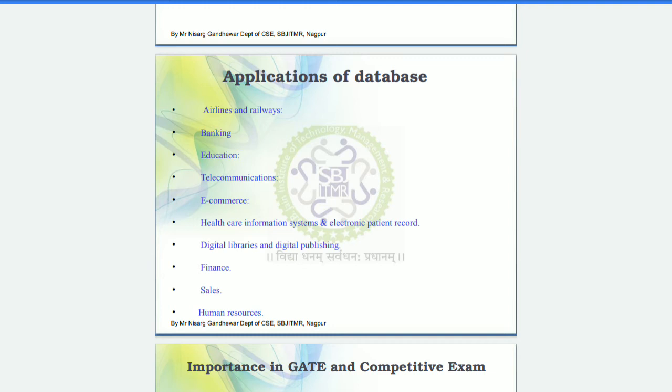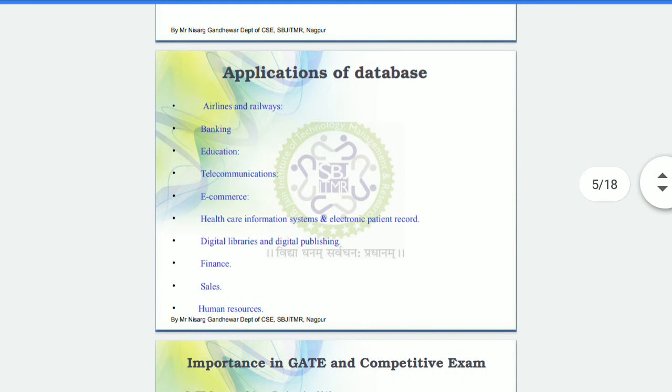Then the next application is banking. Banking is another sector where we require a database. See, you have an account in the bank, so that information has to be stored somewhere. What is the name of the person, what is their account number, what is the amount, what is their address. So where will this information be stored? All this information will be stored in the database. So in the case of banking also we are using a database.